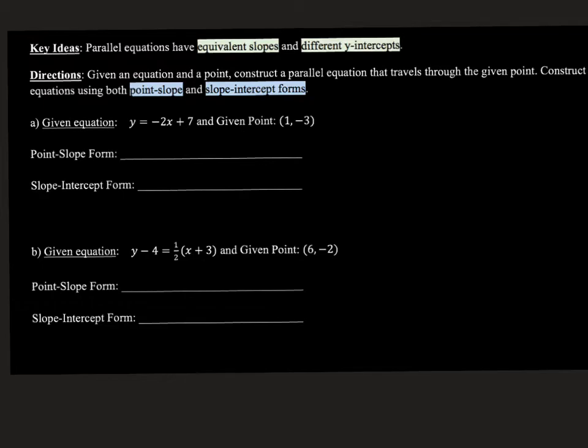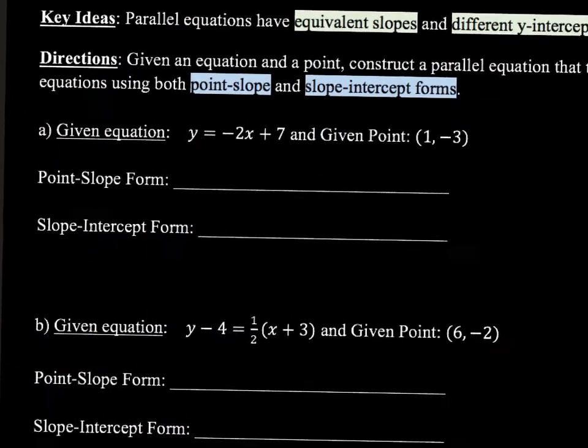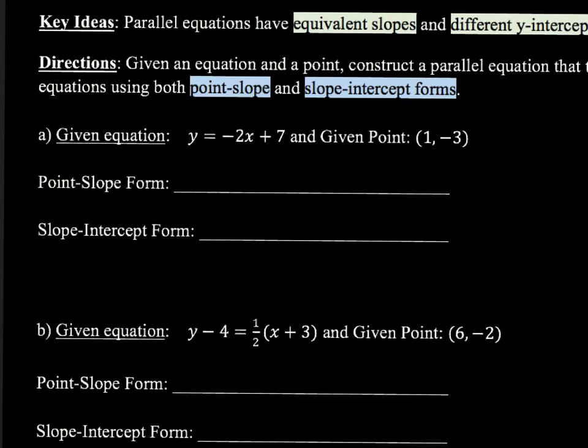In this first example, we are given a linear function in slope-intercept form, y is equal to negative 2 times x plus 7. We want to write an equation that is parallel to that, but we also want it to travel through this point here. We want that ordered pair to belong to the equation that we are writing.